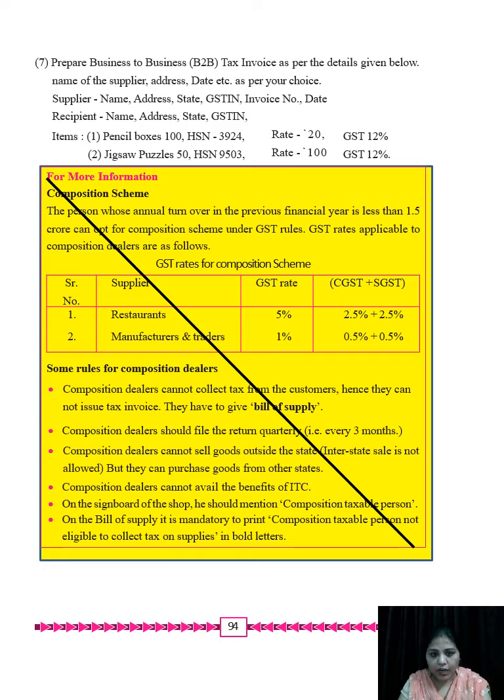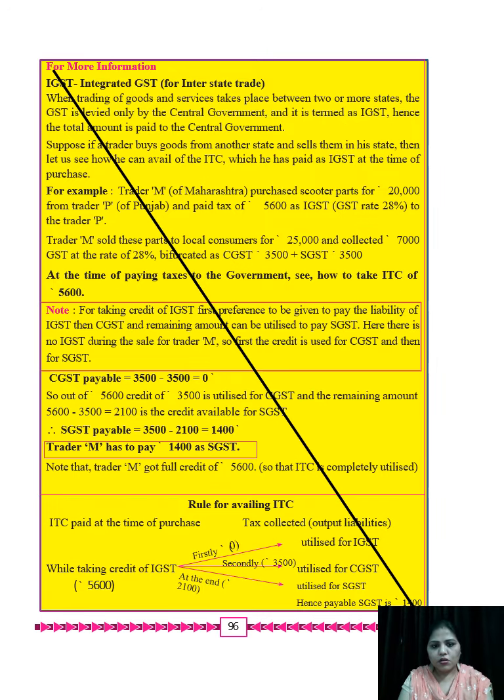See here on page number 94. Directly come to page number 94. This for more information. This will not be there now. Okay. Composition scheme was given to you here on this page, which is not existing now. It has been reduced from the syllabus. Page number 94. Same way, page number 96, for more information, that is integrated GST, is not there now. Okay. Cancel this page too.